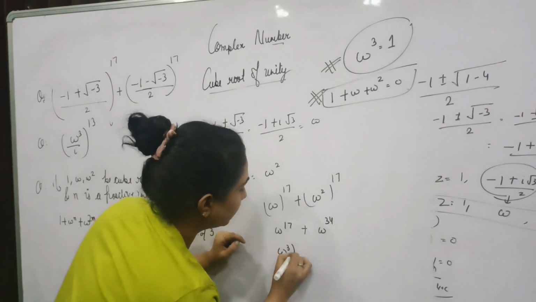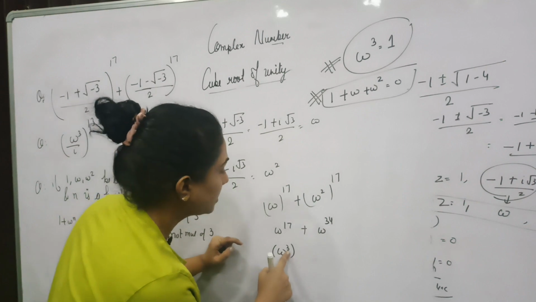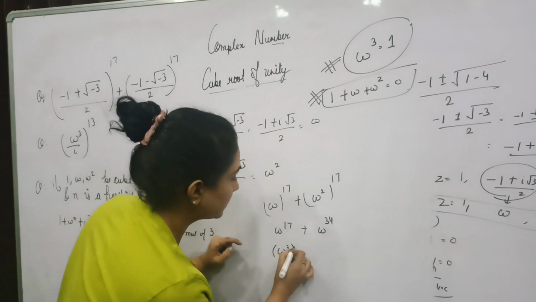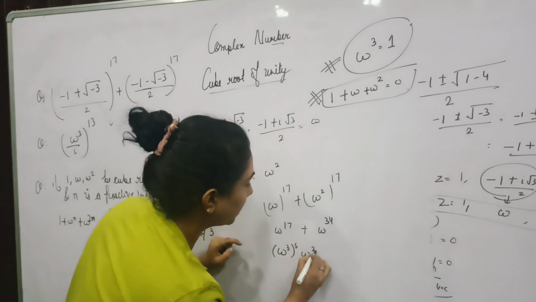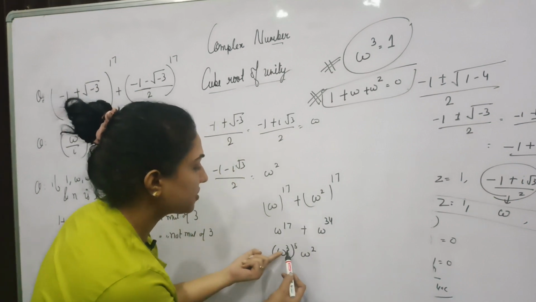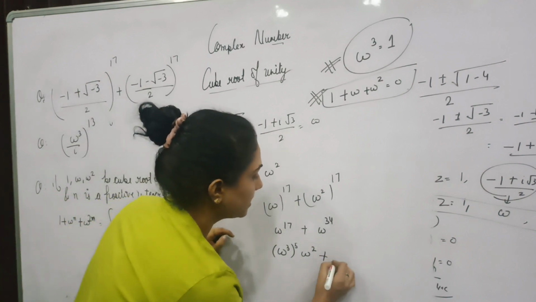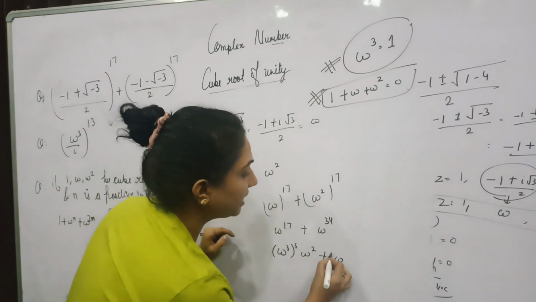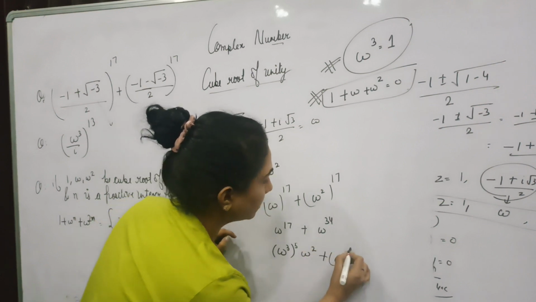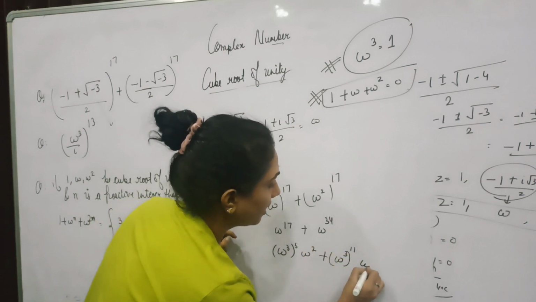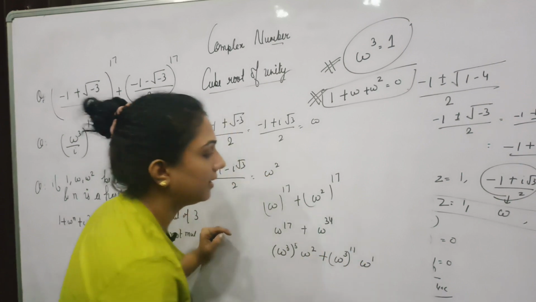Now split it with multiples of 3. So 3, 6, 18. So 3 into 5 is 15, and omega square, because 3 into 5 is 15 plus 2 is equal to 17. Plus, again we can split it in the multiple of 3. So 3 into 11 is 33, and 1 is here, omega.